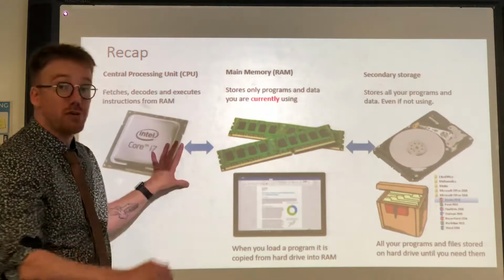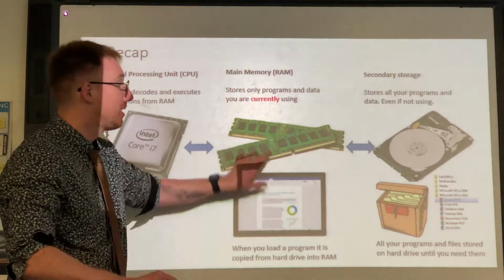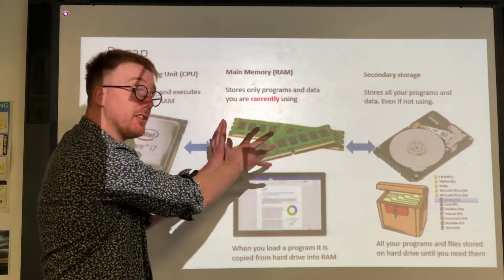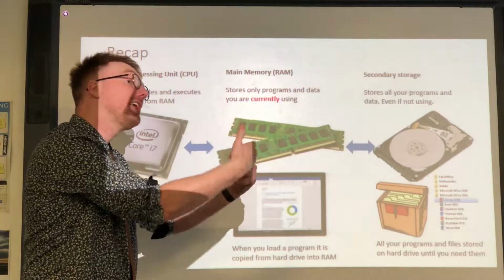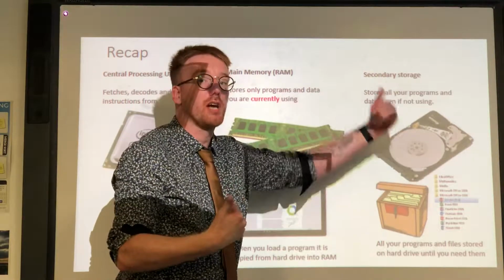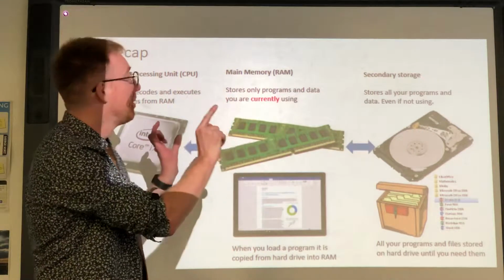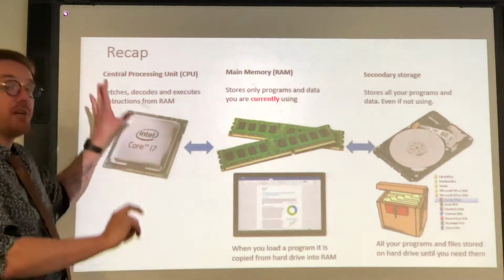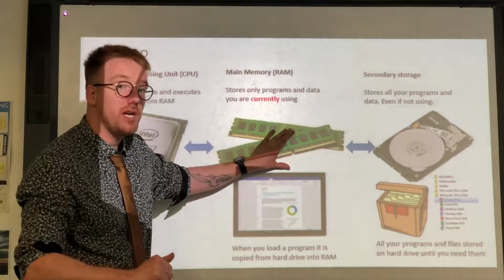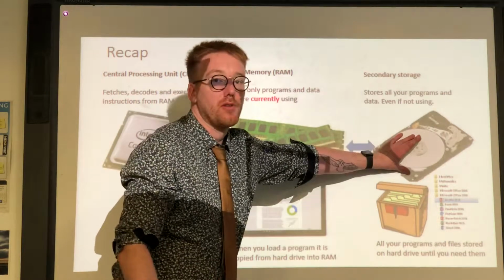The data that you're creating as you're typing text into Microsoft Word is also stored inside of your computer's RAM. If you want to save that data, so you can come back to it at a later date, then you have to save it from RAM to your computer's hard drive, to its secondary storage. So it's important that we remember that particular idea. CPU fetches, decodes and executes instructions from main memory. The instructions that are in main memory will have come from the hard drive.